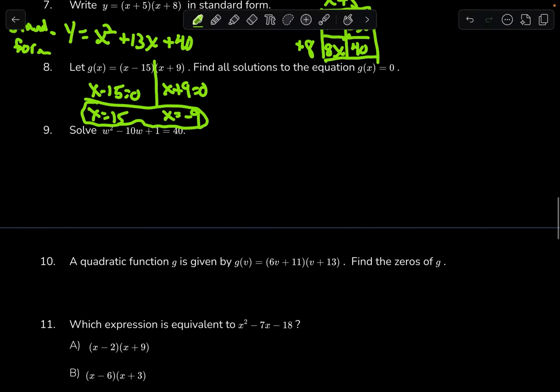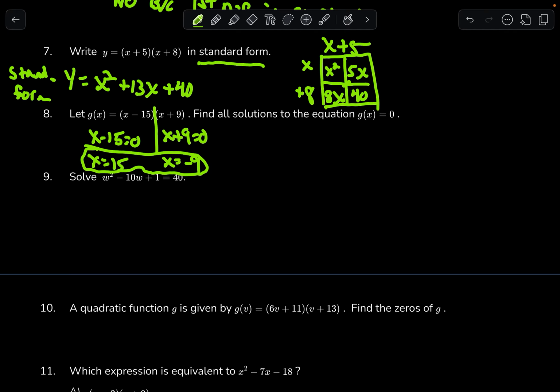Okay, question 9, solve w squared minus 10w plus 1 equal to 40. To solve quadratic equations, we have to have it equal to 0, so we'll subtract 40 from both sides. And we have w squared minus 10w minus 39 equals 0. Now, there's lots of ways to solve this. You could use the quadratic formula, or you could use factoring if you know how to factor this. I think I'm going to try factoring. What two numbers multiply to negative 39 and add up to negative 10?